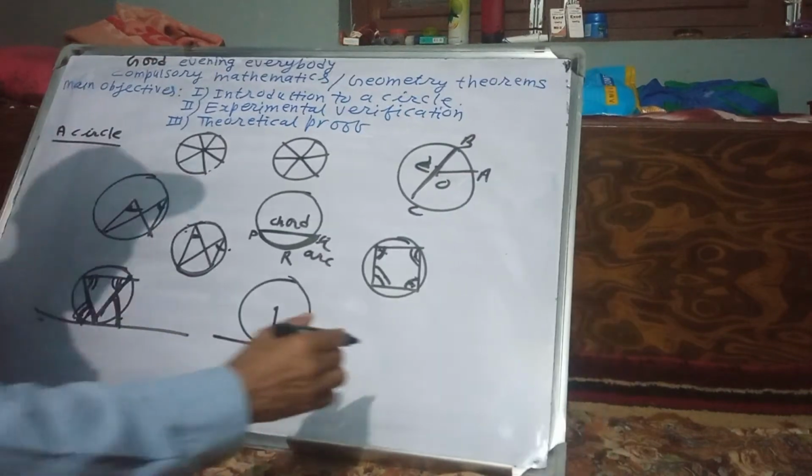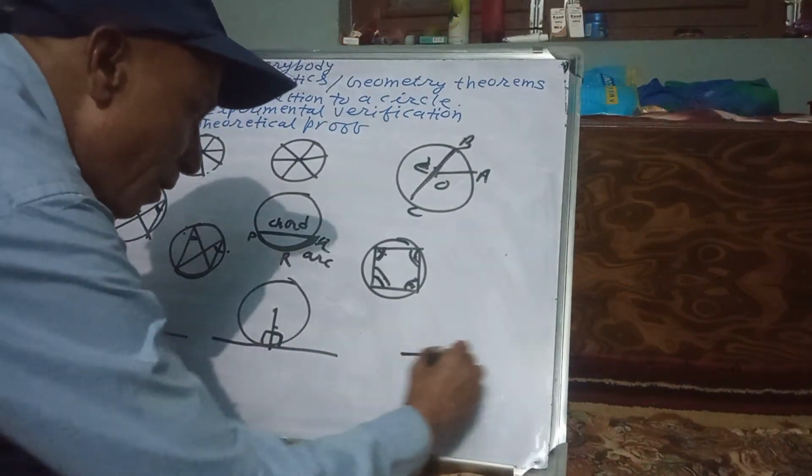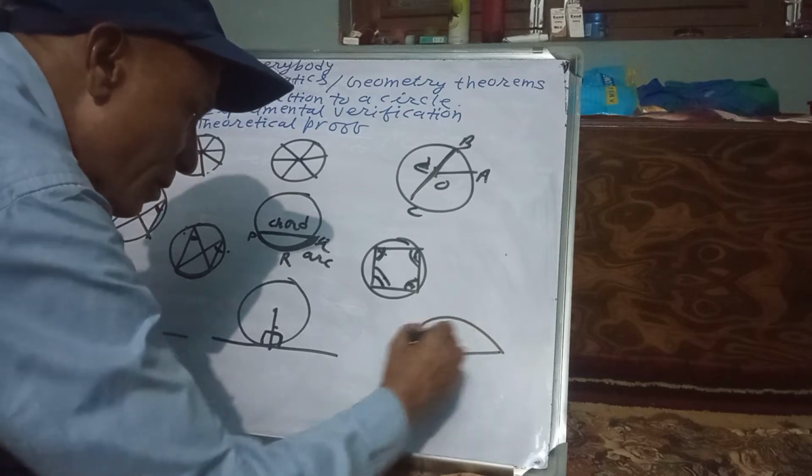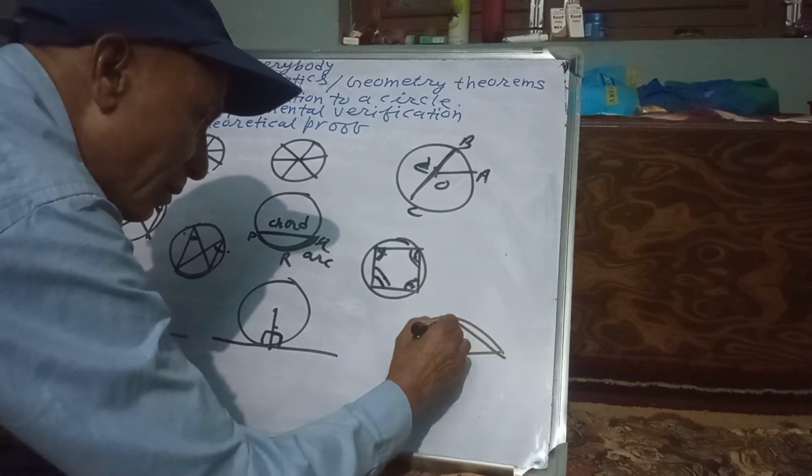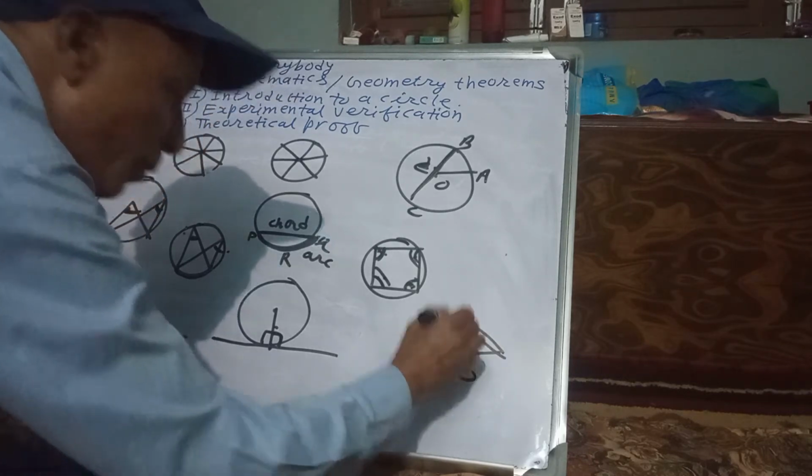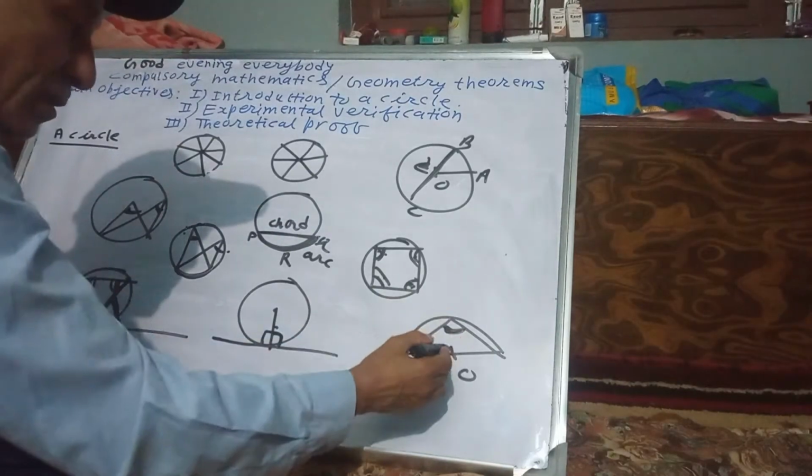And another, the angle at the circumference, see, the angle at the circumference is always 90 degree. This one is 90 degree.